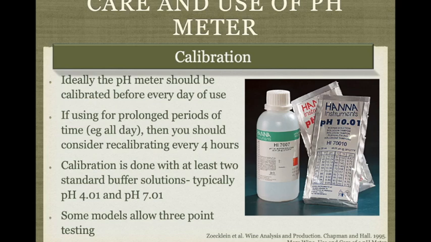One of the important processes when using a pH meter is you need to calibrate it. If you're getting any unusual values or values that don't make any sense, the first thing I do is I clean it and then I calibrate it.